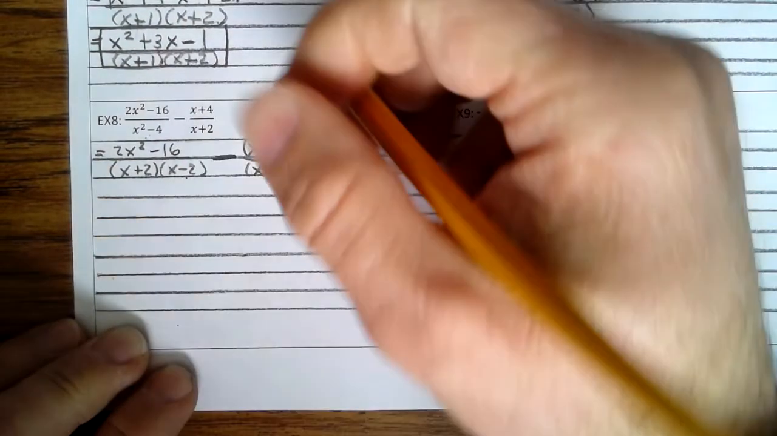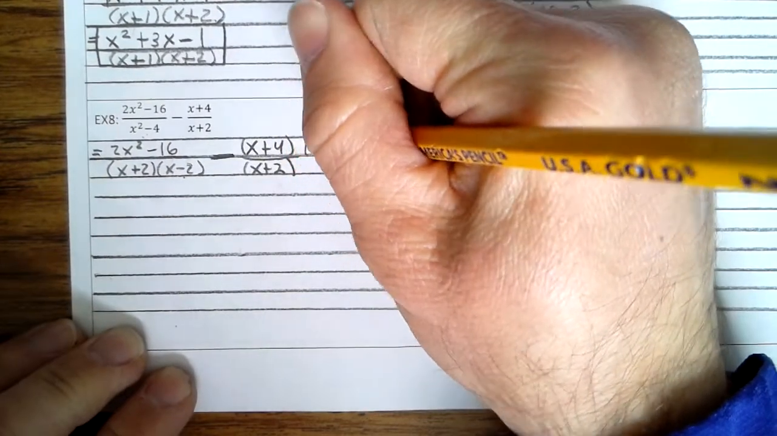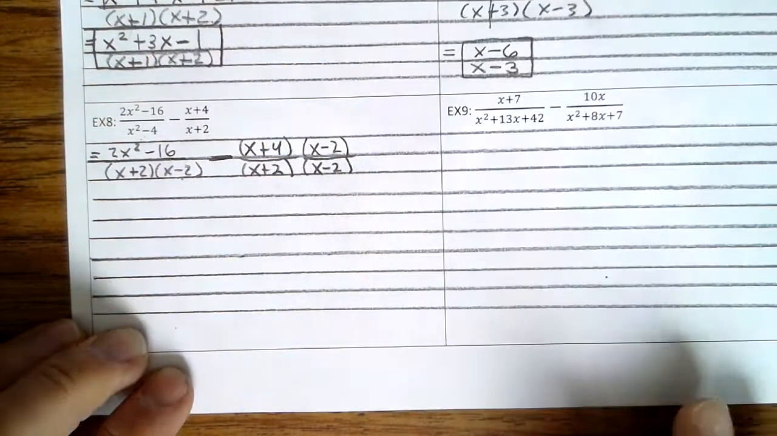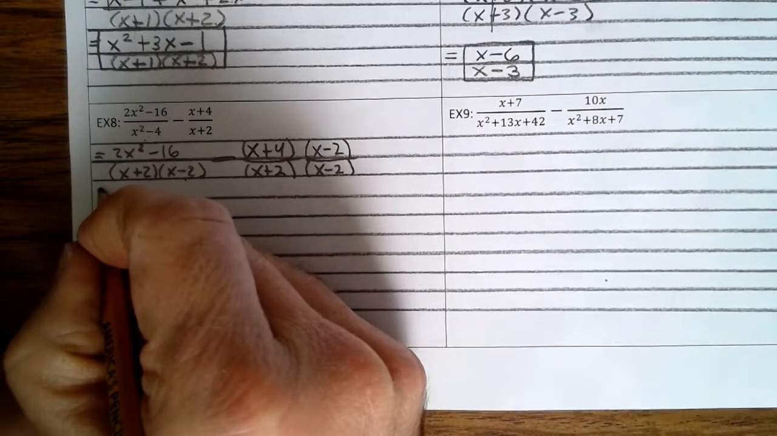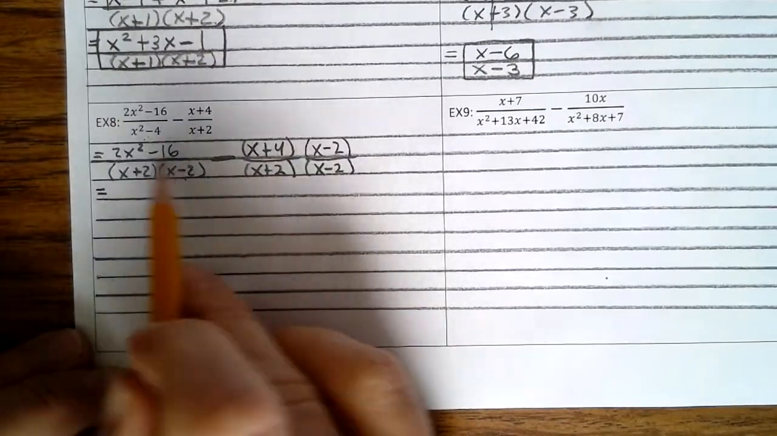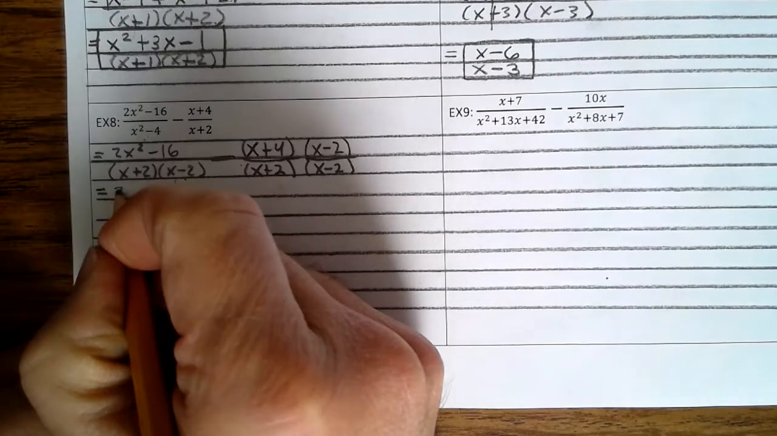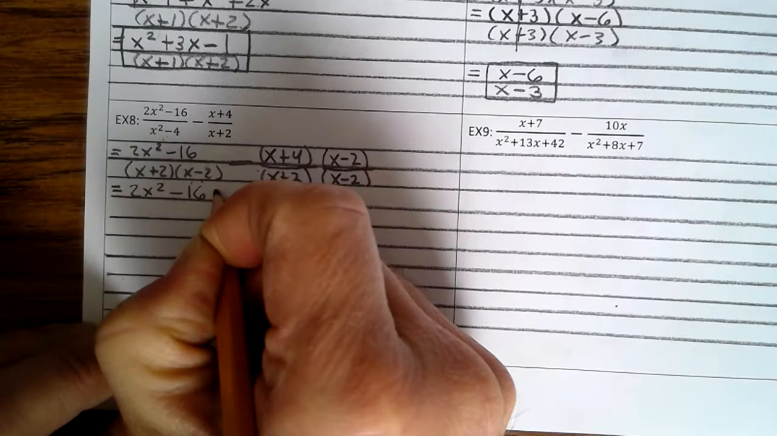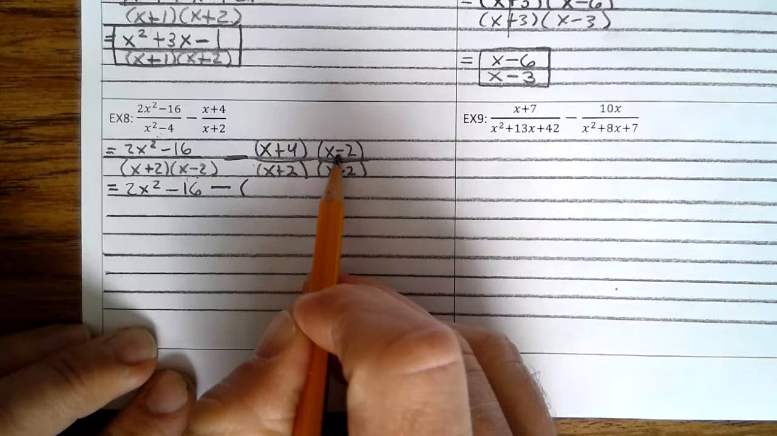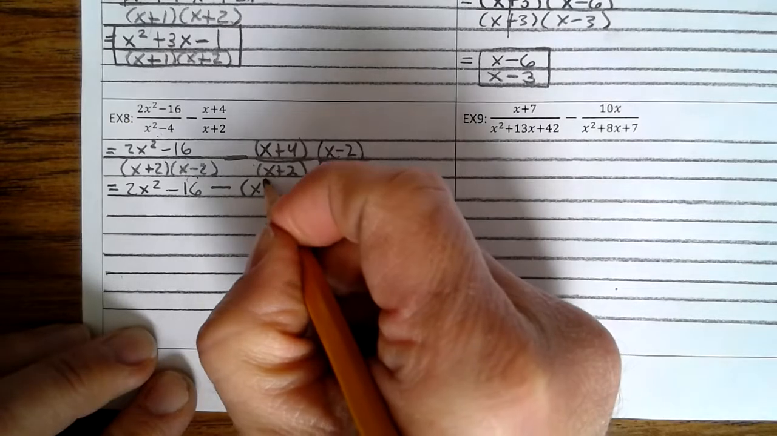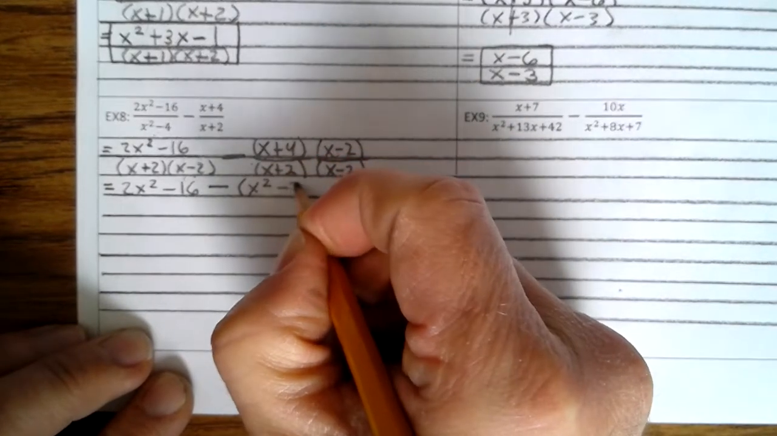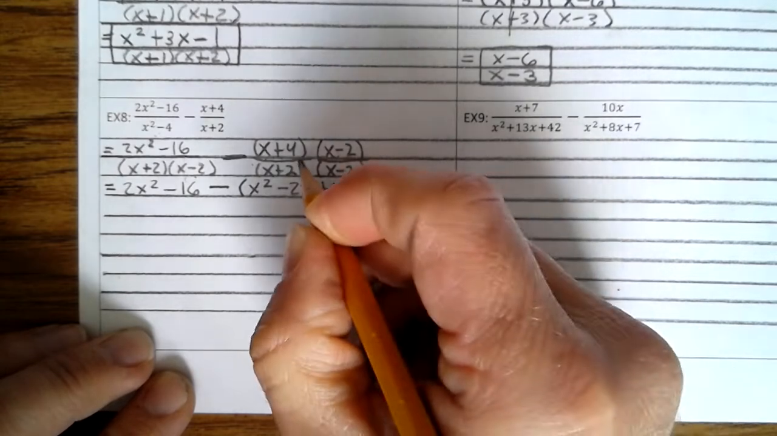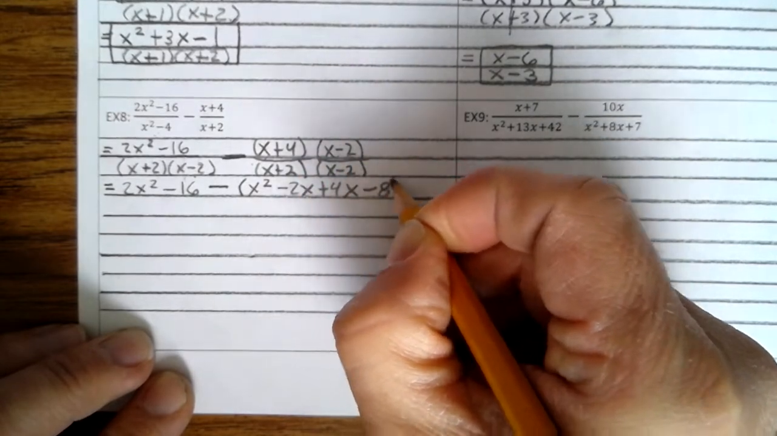Okay. So now the denominator is the same. We can combine the numerators. So that's 2x squared minus 16 minus, we're going to go ahead and FOIL this. So x times x is x squared. X times -2 is -2x. 4 times x is positive 4x, and then 4 times negative 2 is negative 8, and that's all divided by x plus 2 times x minus 2.